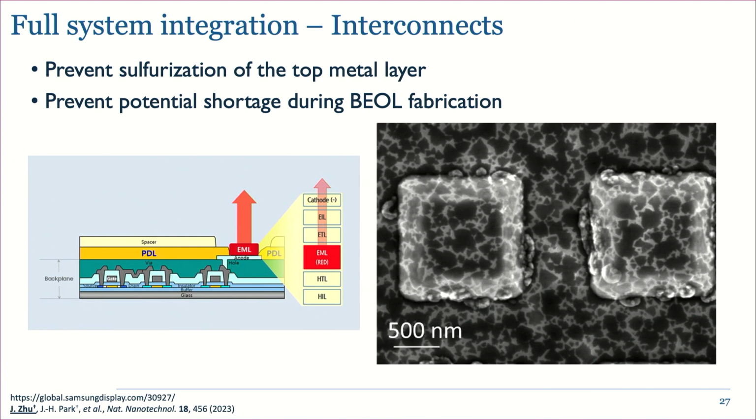So one of the other things we've been looking at is the effect of our 2D material growth on these metal interconnects. The main concern is that when you use sulfur as a precursor in MoS2, it can sulfurize the metal and greatly increase the contact resistance. Or not the contact resistance, the sheet resistance.